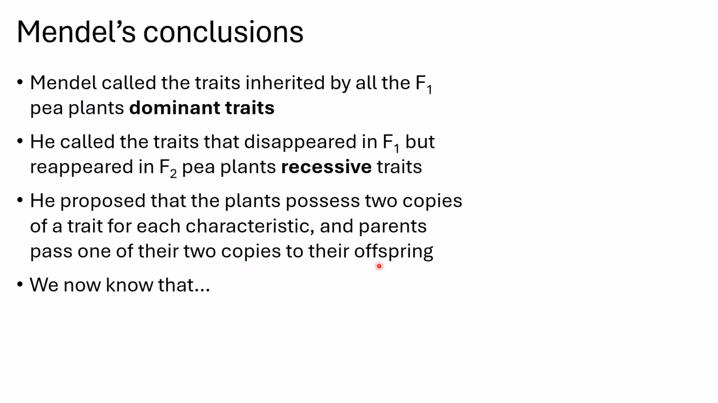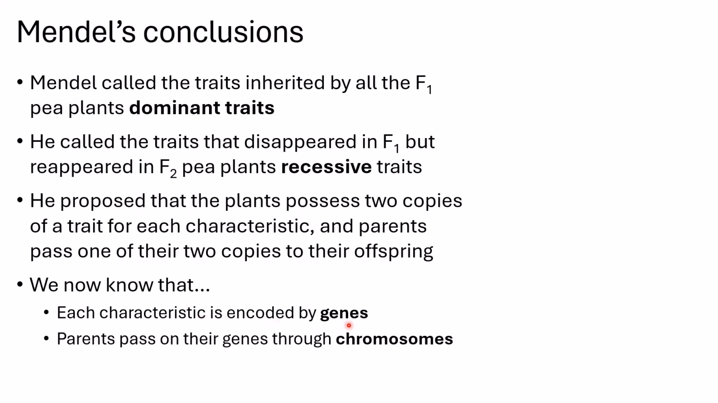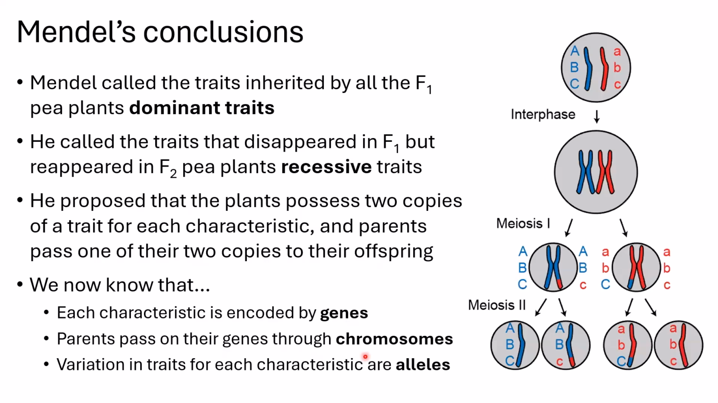We now know that this is true, and that each characteristic is encoded by genes. The way genes are passed on is through chromosomes. Recall from the meiosis lecture that we all have 2 copies of each chromosome, with one from our biological father and the other from our biological mother. The variation in traits for each characteristic are alleles, represented by the letters next to the chromosomes here. Remember that during prophase 1 in meiosis, crossing over occurs so that some chromosomes become a mix of the paternal and maternal genes, creating a slightly different combination of gene alleles.